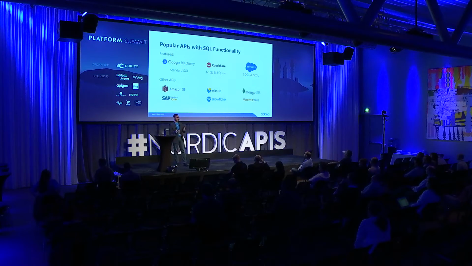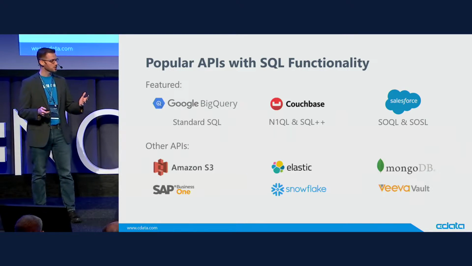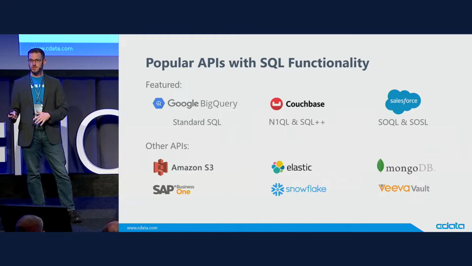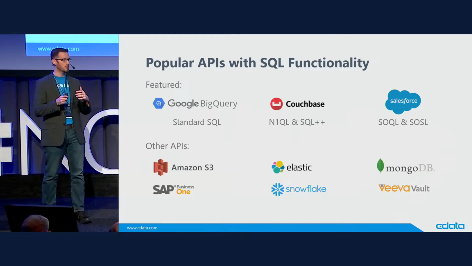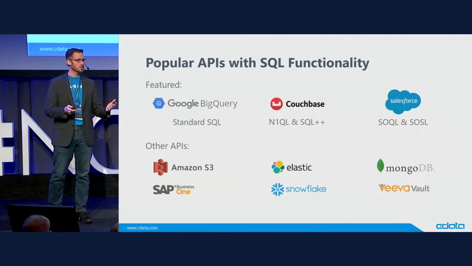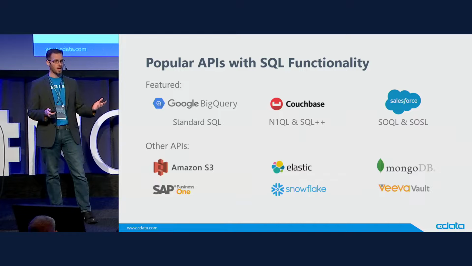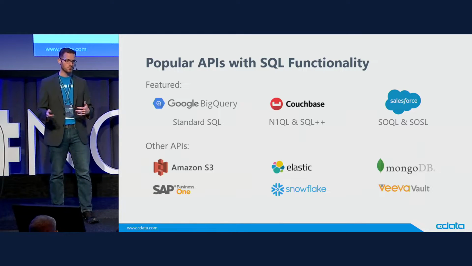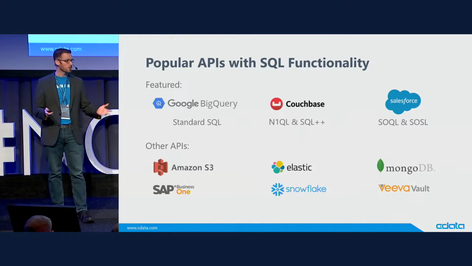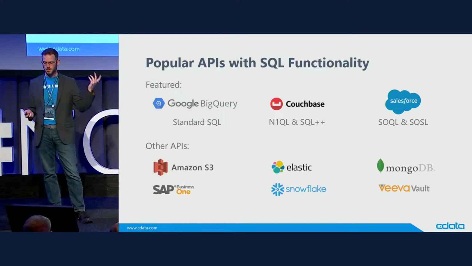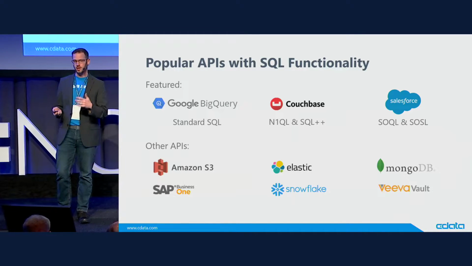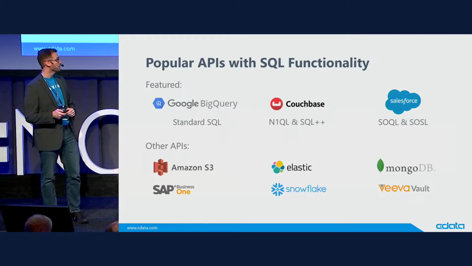Google BigQuery is a cloud-based big data store. Couchbase, for anyone that's not familiar, is a NoSQL data store. Salesforce, widely popular CRM application. I'll go into some detail on those platforms and how they provide SQL access, what that looks like. And then there are a myriad other APIs that provide SQL access. Amazon S3 has SQL access through the Athena platform. You can do SQL access to Elasticsearch, MongoDB, SAP Business One, Snowflake, Veeva Vault, and then there are many others.